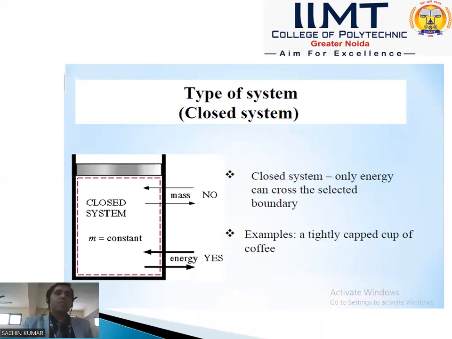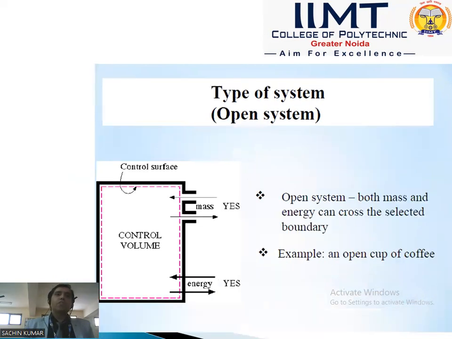Closed system means only energy transfer, not mass transfer. In a closed system, only energy is transferred from system to surrounding, and not mass. After the closed system, we define the open system. In an open system, both heat and mass are transferred between system and surrounding. If heat and mass transfer between system and surrounding, that is called an open system.